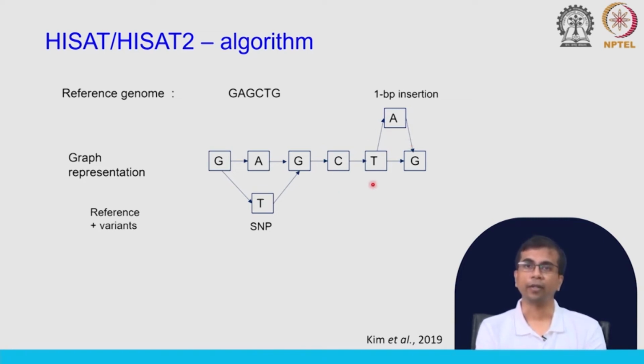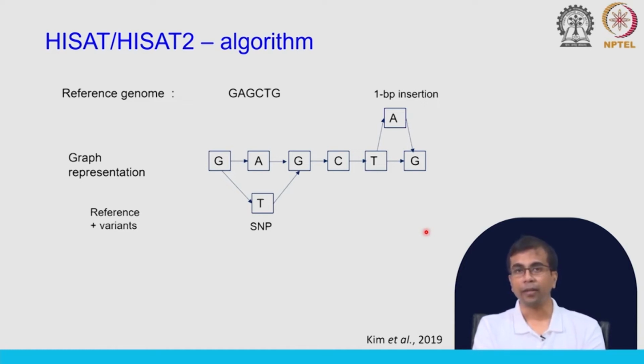For deletion, for example, if you have this T deleted in another genome, that is a variant that is observed. So, you can simply have an arrow from C to G. That would be a valid path, because you can traverse GAG C to G, and that will give you that variant genome. You can see these examples in this paper, where they consider a lot of these variations, and they also show how a deletion would look in this graph.